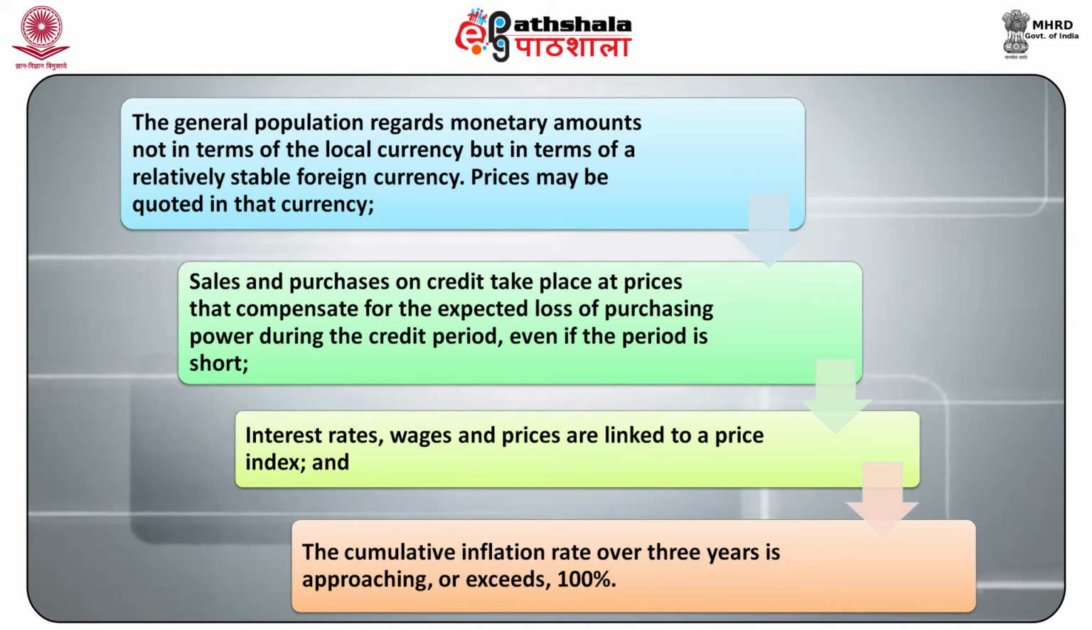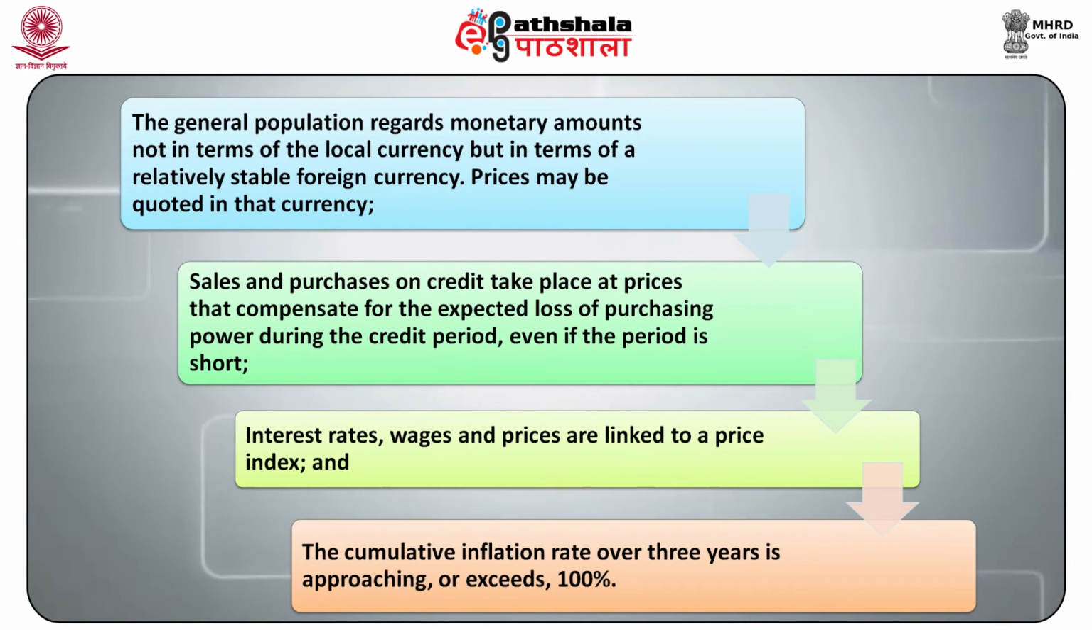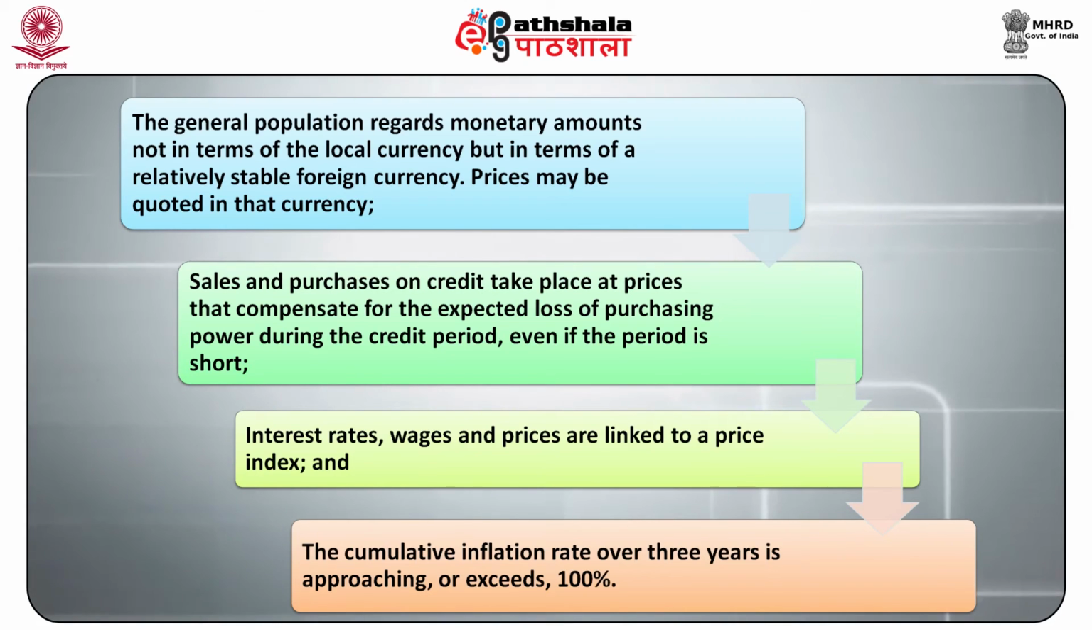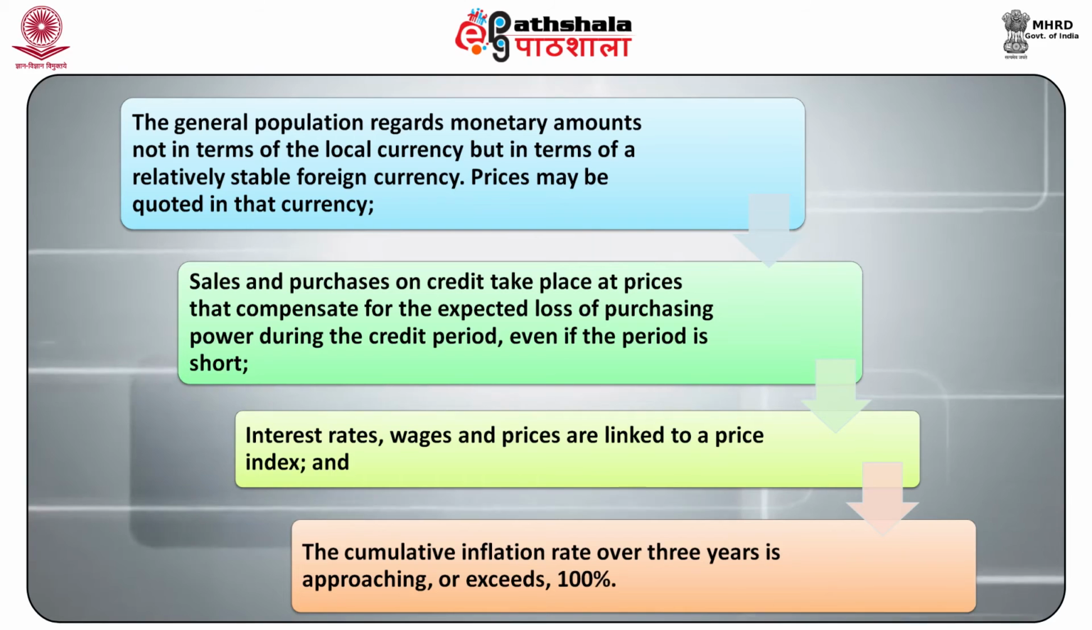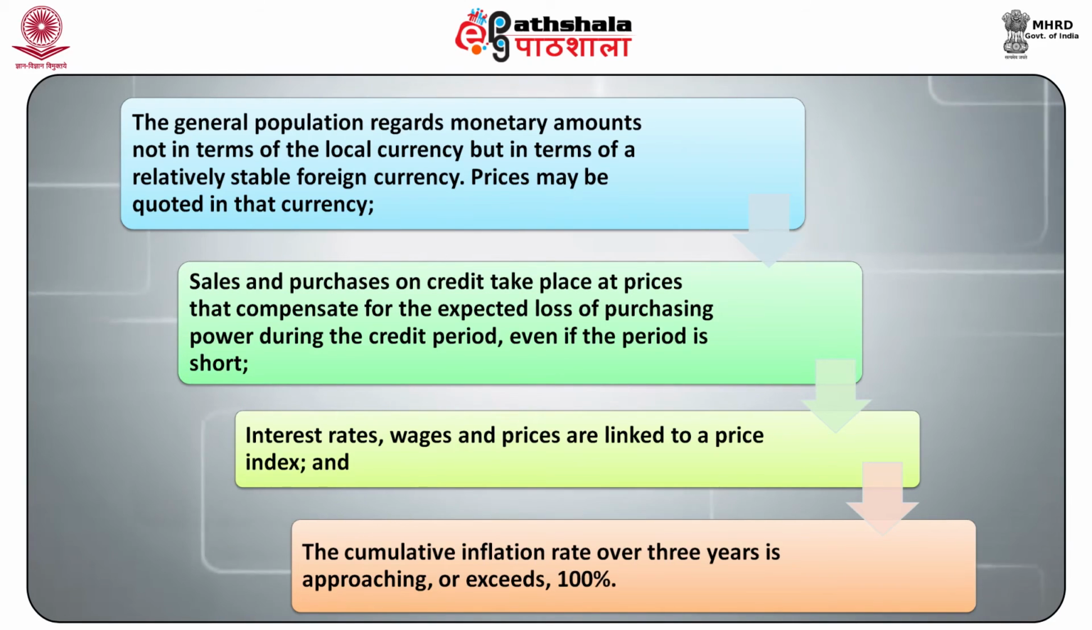C. Sales and purchases on credit take place at prices that compensate for the expected loss of purchasing power during the credit period even if the period is short. D. Interest rate, wages and prices are linked to a price index. And E. The cumulative inflation rate over 3 years is approaching or exceeds 100%.